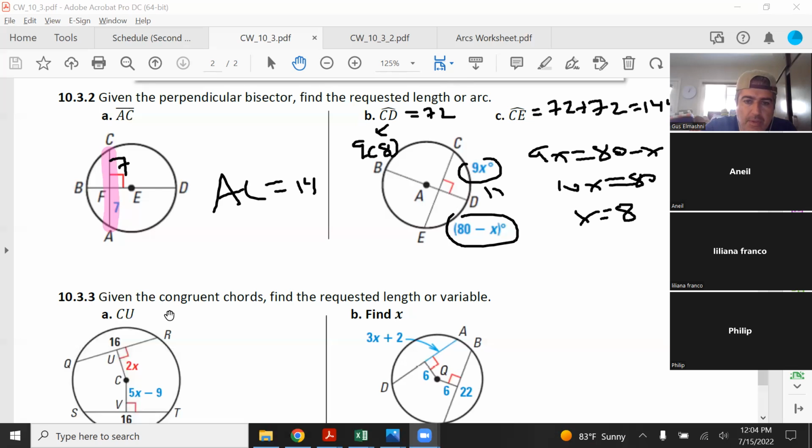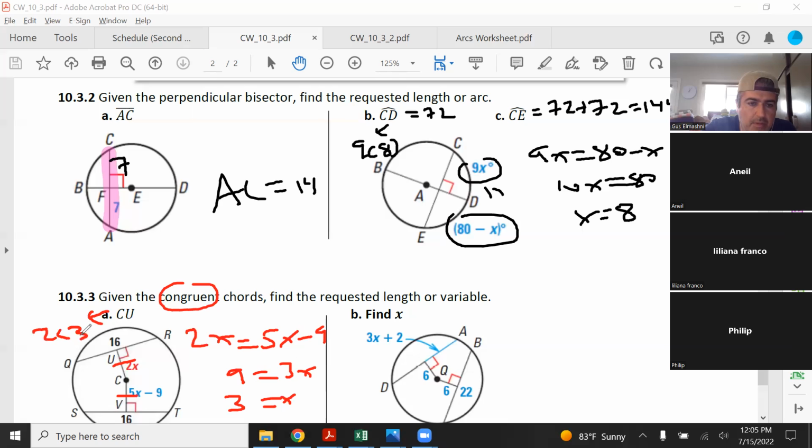And this one here, given the congruent chords, find the requested length or variable. So CU is 2x, CV is 5x minus 9. Those are going to be the same because they're both of equal distance. The chords are congruent, so you assume that they're of equal distance to the center. So 2x equals 5x minus 9. 9 equals 3x, x is 3. So then CU would be 2 times 3, which of course is 6.